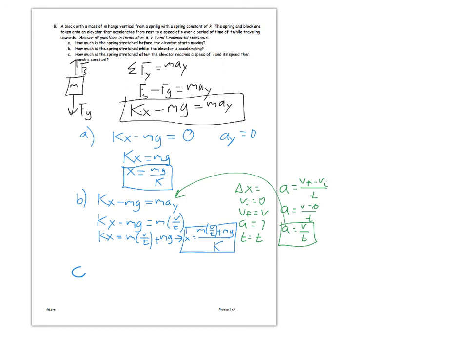For the last part, for part C, how much is the spring stretched after the elevator reaches a constant speed of v, and its speed remains constant? We're again in a situation where acceleration equals 0, so it's actually identical to part A. Whether or not we're moving or not moving, if our acceleration is 0, our forces are balanced. So we can say that kx equals mg once again. So my x in that case is just going to be mg divided by k. No different, right? Traveling at a constant speed in terms of forces is no different than being at rest, because both are situations where we're not accelerating.